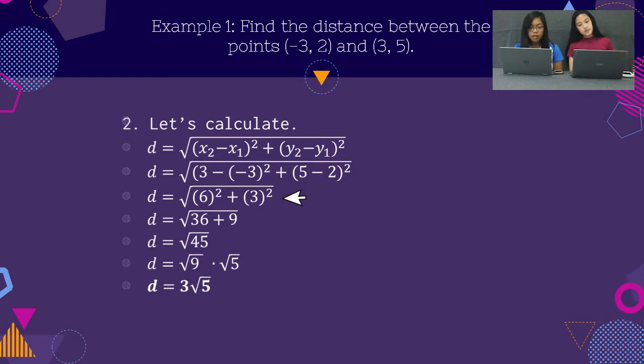Now what you've got is the square root of 6 squared plus 3 squared. Let's simplify the exponents. 6 squared is equal to 36, and 3 squared is equal to 9. When you add those two together, you get 45. So our answer is d is equal to the square root of 45.